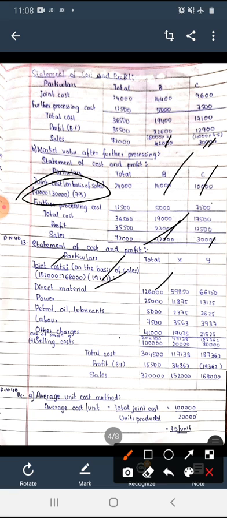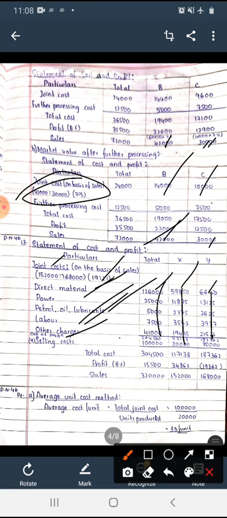40 is nothing but 19 plus 21. That is 59,850. One more, 1,26,000 into 21 divided by 40, that is 66,150. Same for power, petrol, labor, and other charges, you divide. Then the total of these is the cost of production.